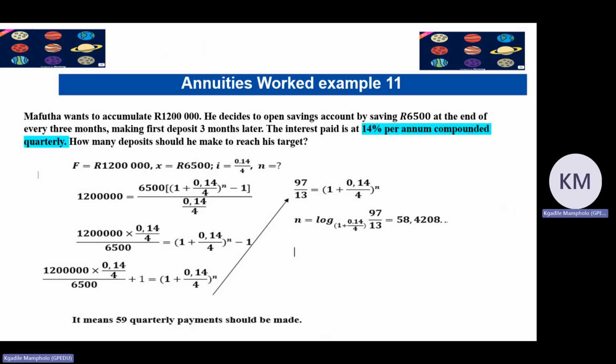Because remember, if you want to reach the target, he must make 59 payments. If he makes 58, then the money would be less than 1,200,000.